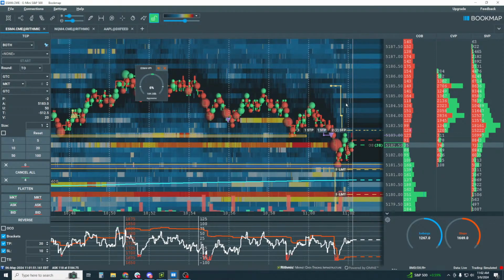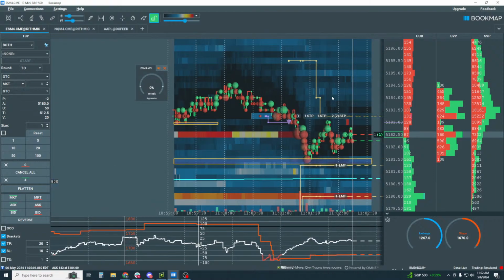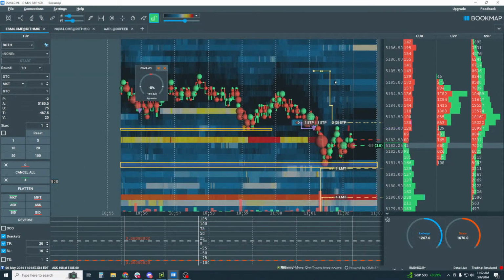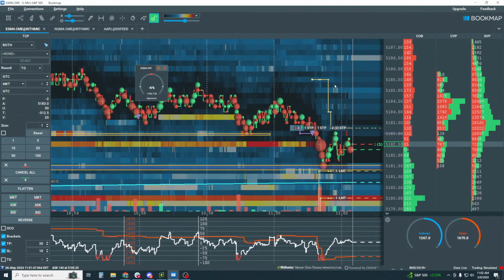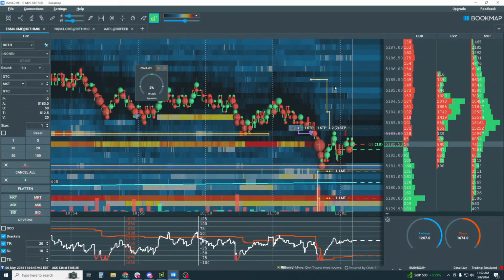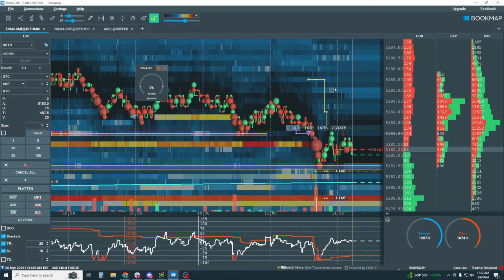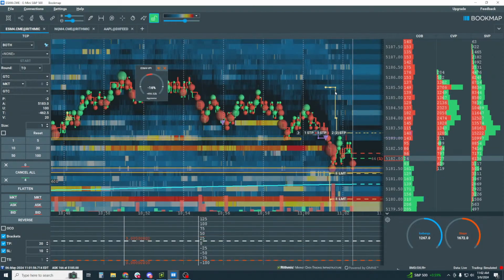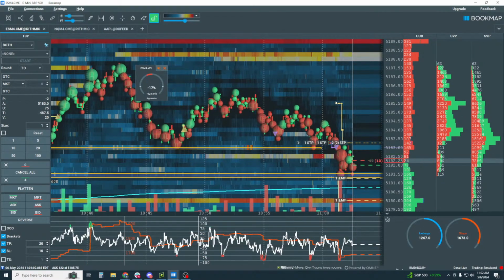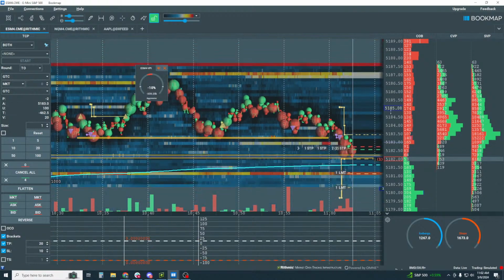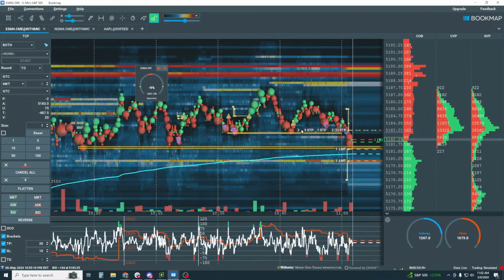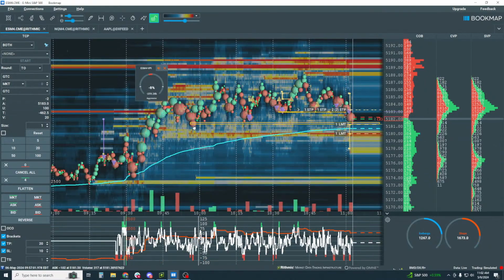High liquidity on the offer there, and they pulled. Nice cluster of selling. Yeah, maybe we can go for a bigger move here.